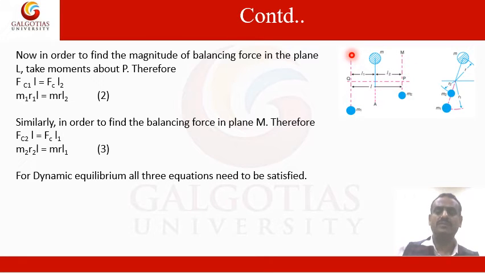Similarly, in order to find the balancing mass in plane M, we have to take moment with respect to point Q. The centrifugal force in plane M is Fc2 into L. Similarly, the moment for the disturbing mass is Fc into L1, so the equation can be written as Fc2 L equal to Fc into L1. After substituting the centrifugal force value, the equation becomes m2r2l equal to mrl1. For dynamic equilibrium, all three equations need to be satisfied.